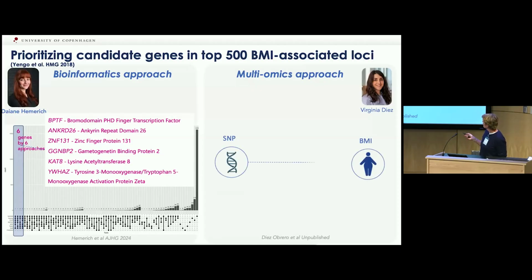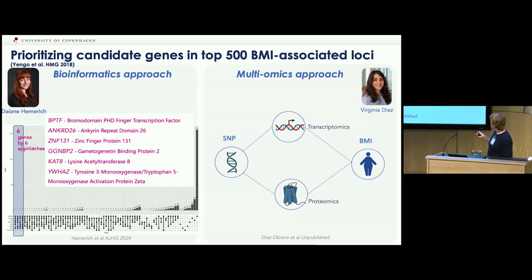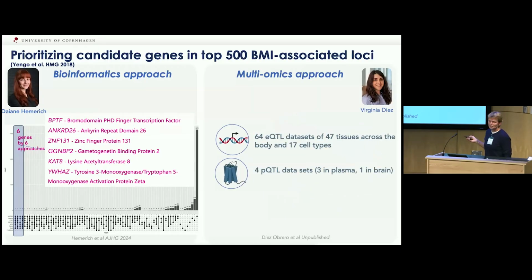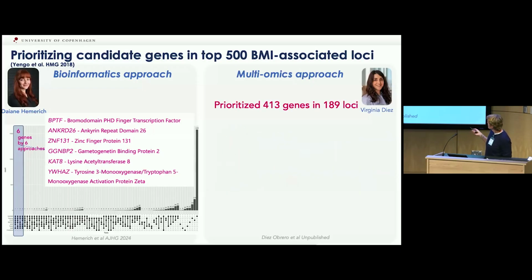And then another project that is in process, also a collaboration with Melina's team, is by Virginia. She's using a more multi-omics approach, where we go from SNP to BMI through maybe gene expression and proteomics data. So what she did is she combined all the publicly available eQTL data across multiple tissues. Sometimes she did a meta-analysis. She did the same for the proteomics data and used that in her analyses to basically align all the variants that we have. And I should have emphasized, these are the 500 variants that have been reported in the Yang et al. paper, which is the latest GIANT paper.